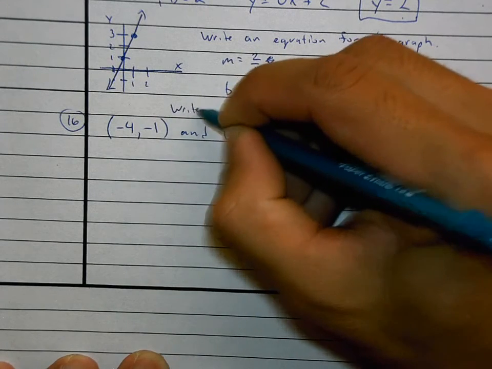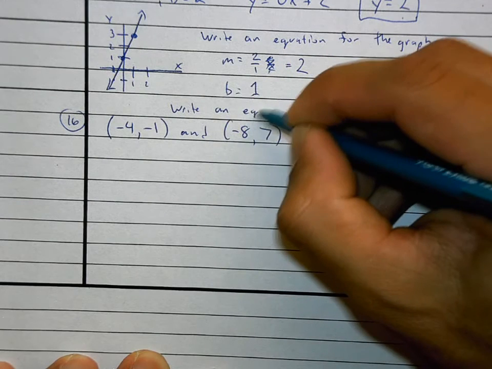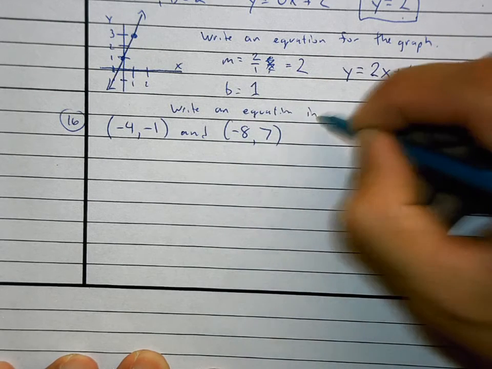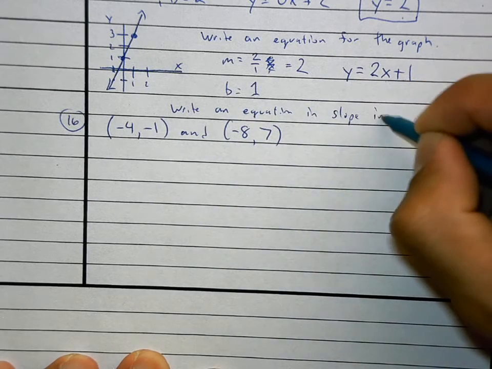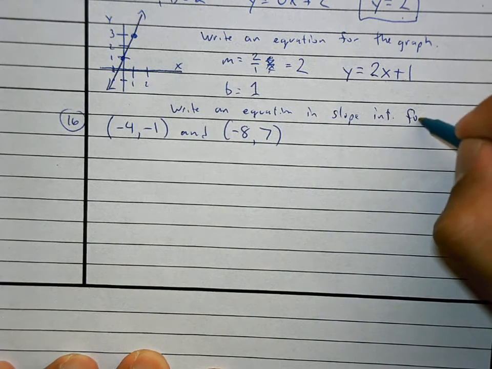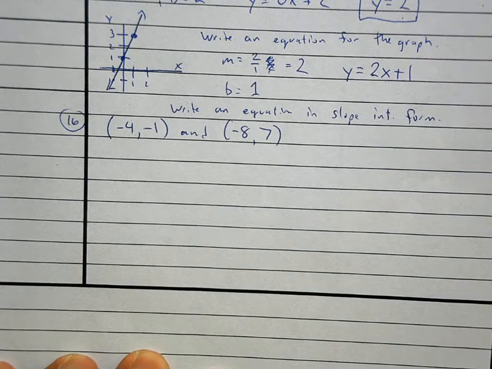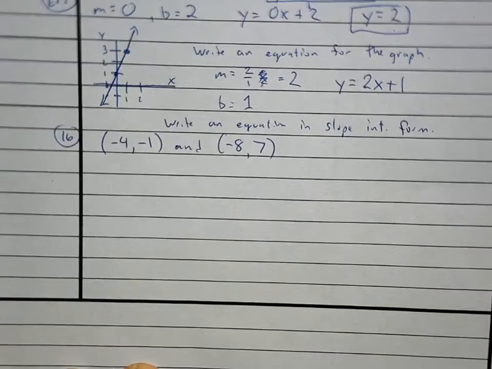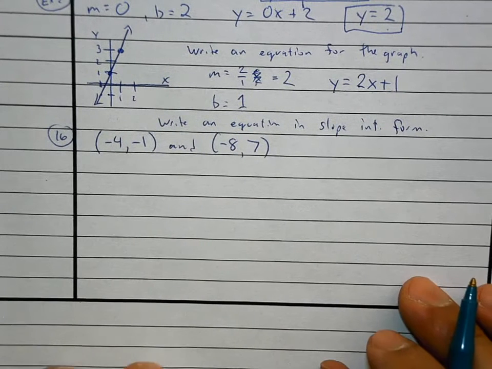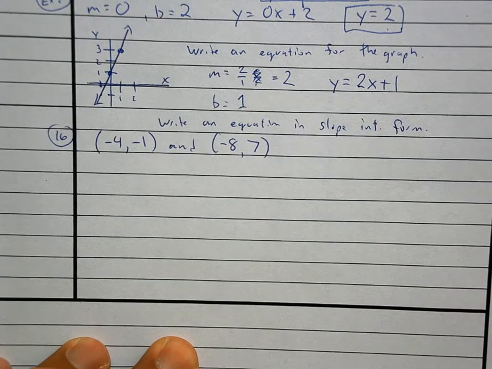Write an equation in slope-intercept form. It's very similar to number 16 on your worksheet. Do you know how to find the slope of an ordered pair? We just did that in 3.1.